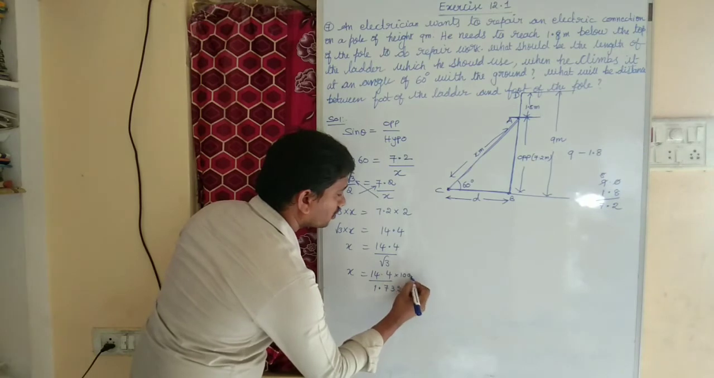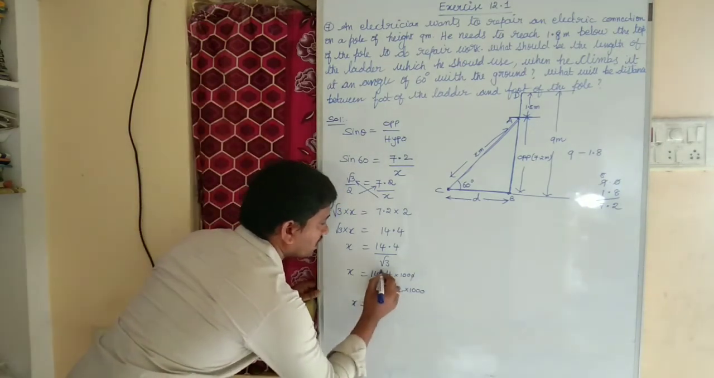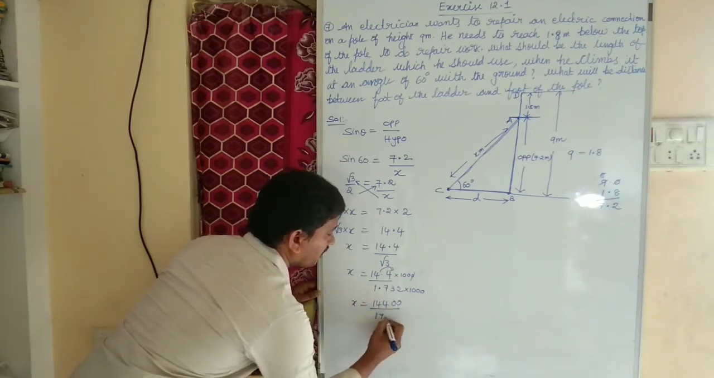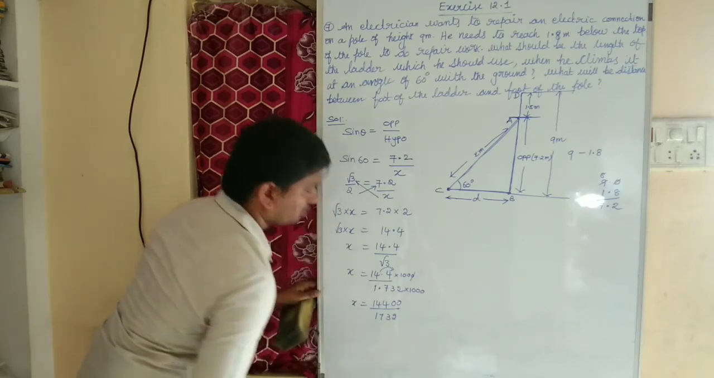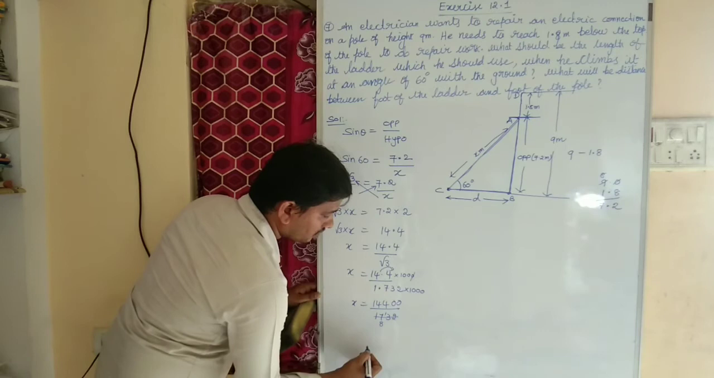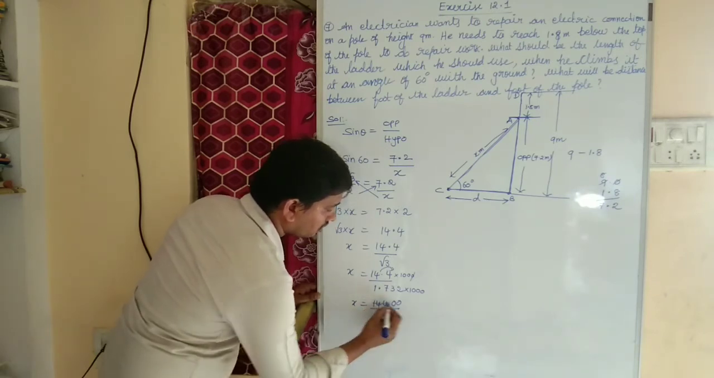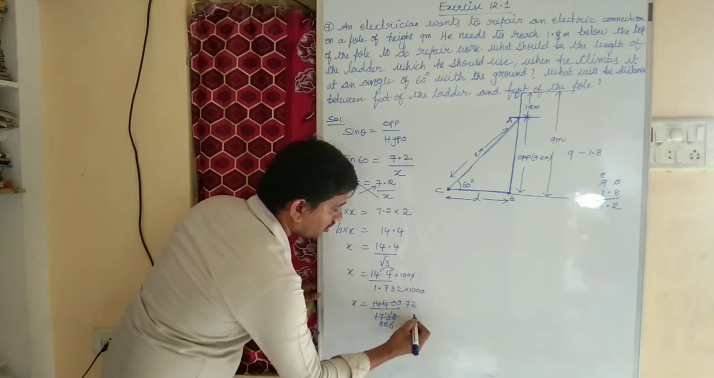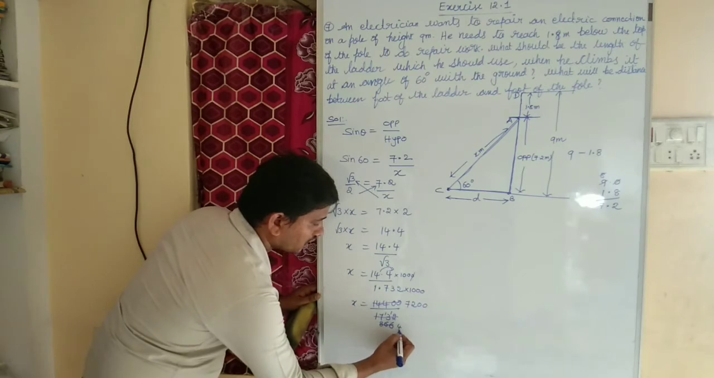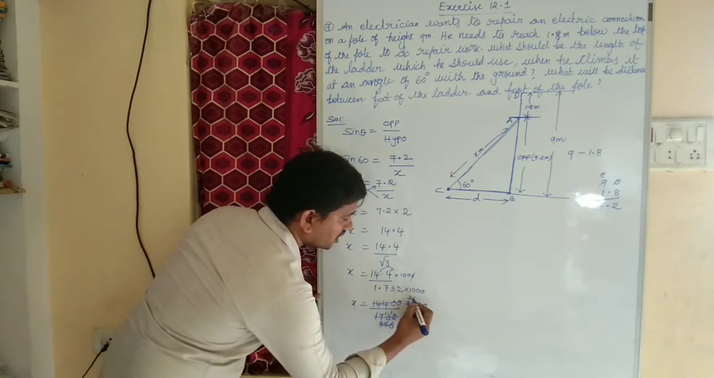Here also into 1000. So this will become x is equal to 14400 divided by 1732. Right, so 2 table. 2 8 is 16, 2 6 is 12, 2 6 is 12, 2 7 is 14, 2 2 is 4.